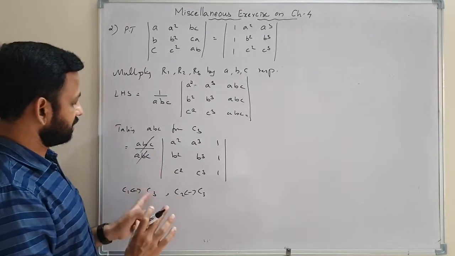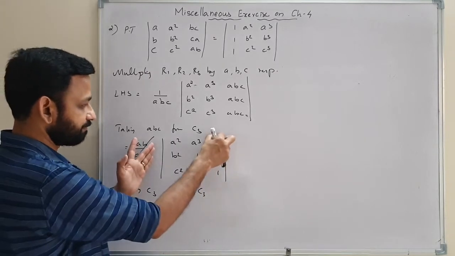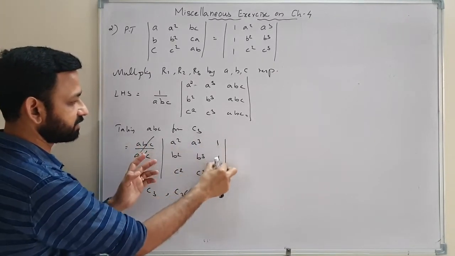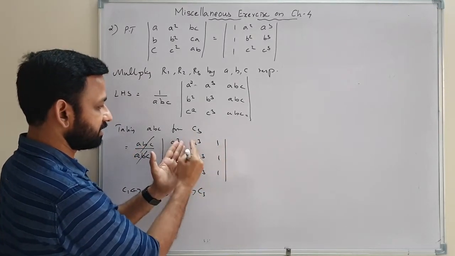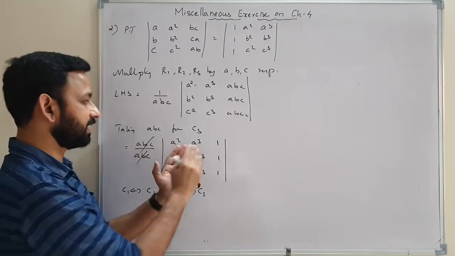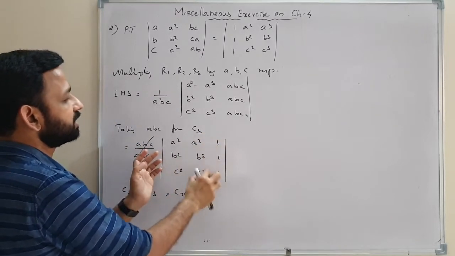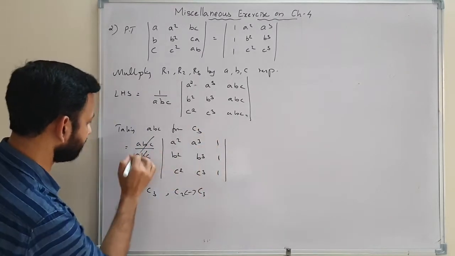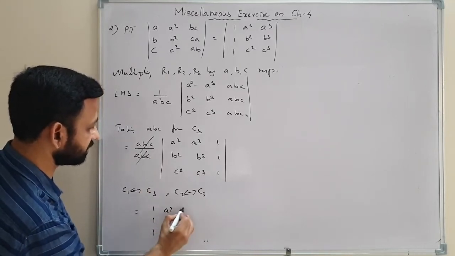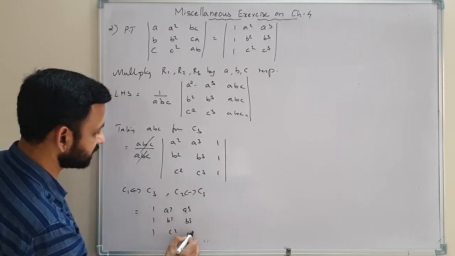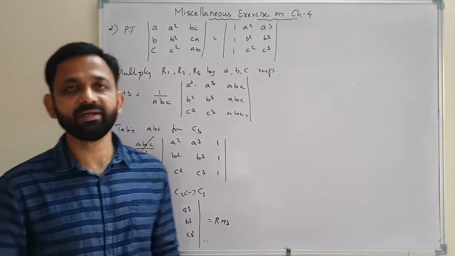ABC cancelled. When we do that operation, once again I will explain. C1 and C3 we will interchange. C1 becomes 1, 1, 1, A square, B square, C square. Then we will interchange C2 and C3. So when we interchange C2 and C3, that A square, B square, C square will come here and A cube, B cube, C cube will be there. So we will get, ABC cancelled, 1, 1, 1; A square, B square, C square; A cube, B cube, C cube. So that is equal to RHS. So we got LHS and RHS are equal.